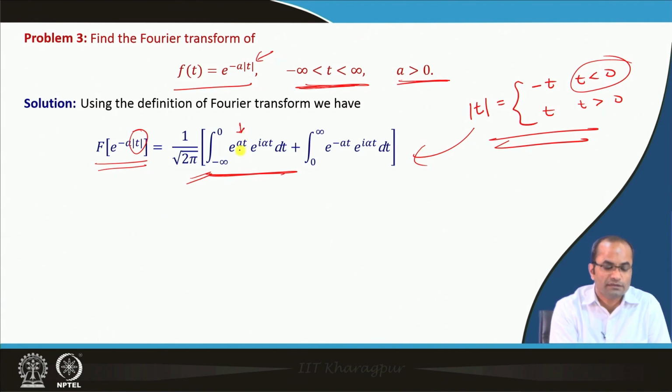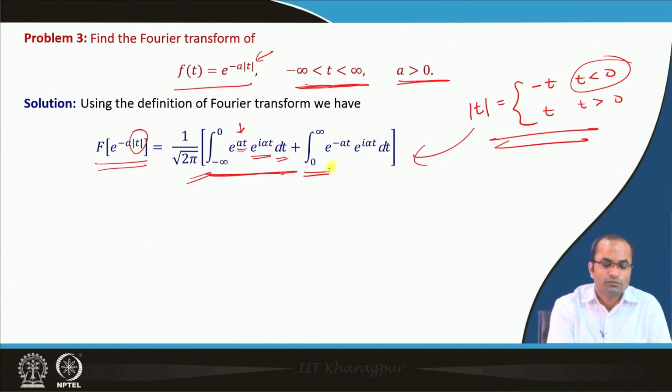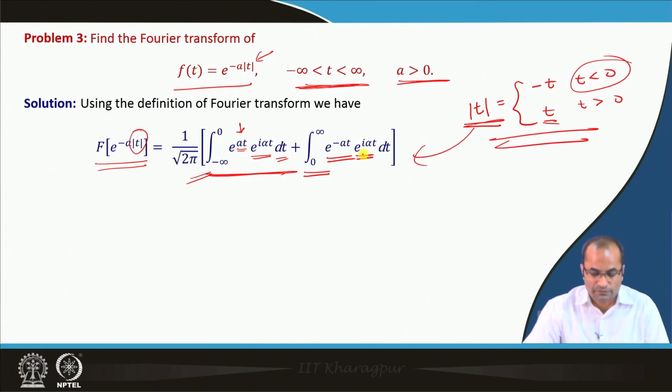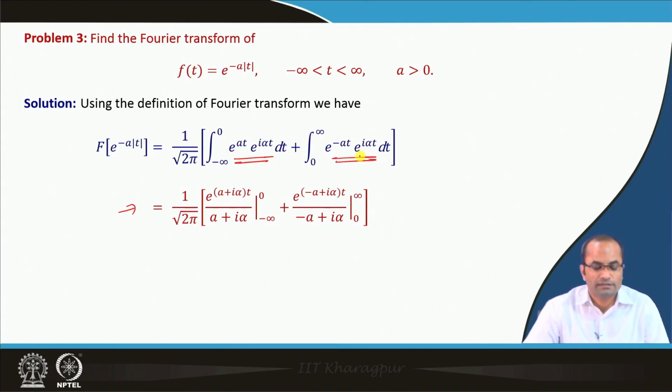So, therefore, this has become a t now, and then we have e^(i alpha t) coming because of the Fourier transform, and then this integral dt. In the region 0 to infinity, we have |t| equal to just t. So, we have e^(-a t) and e^(-i alpha t), the same factor again. Now, since we have the exponential at both places, we can merge them, and then we can integrate easily as done previously.